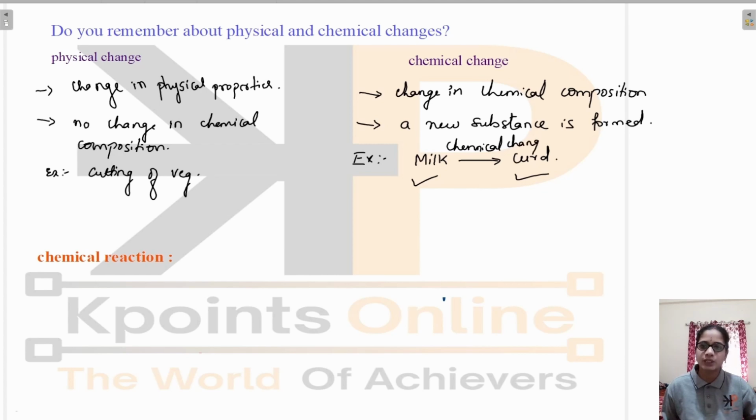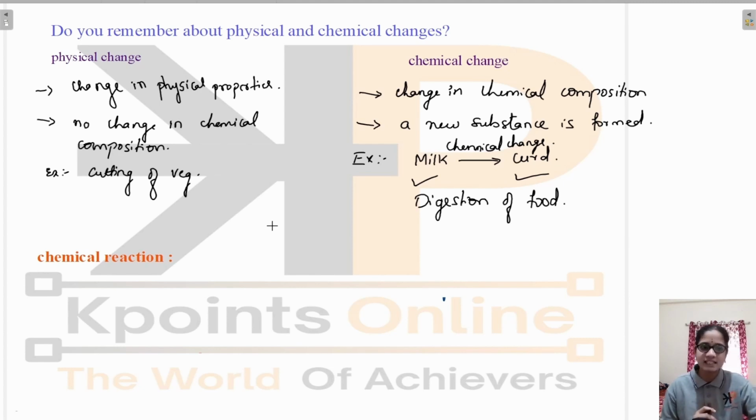Then digestion of food which takes place in our body is also a chemical change. Why? Because the food that we eat consists of carbohydrates, proteins, fats, etc. After digestion, it is converted into simple glucose. That is also a chemical change. So overall you have to remember that in a physical change there is no change in the chemical composition or identity of a substance, but in a chemical change a new substance is formed.